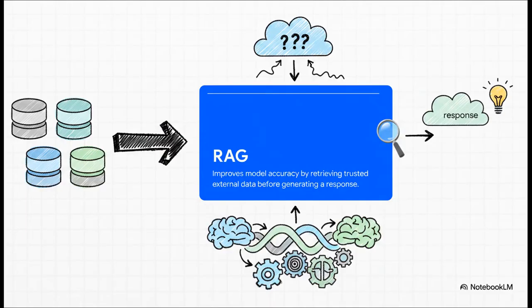So what exactly is it? RAG stands for Retrieval-Augmented Generation. Basically, it's an AI framework that improves a model's accuracy by fetching trusted external data before it even generates a response. You can think of it as the architectural cure to the frozen training data problem. So instead of relying solely on a model's static memory from whenever it was last trained, you're injecting your actual real-time proprietary content right at the exact moment your user asks a question.